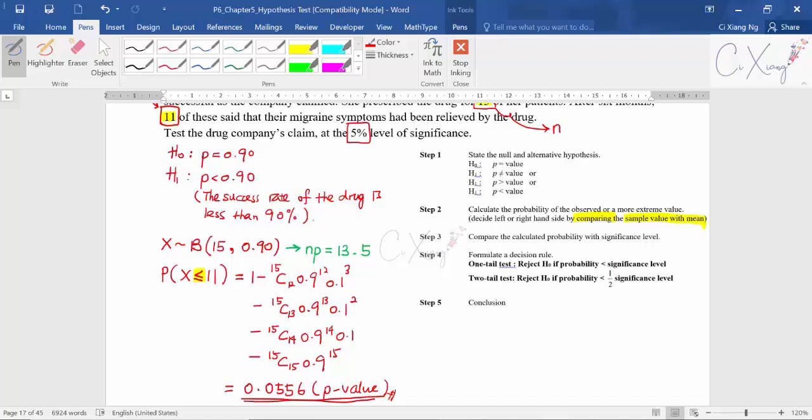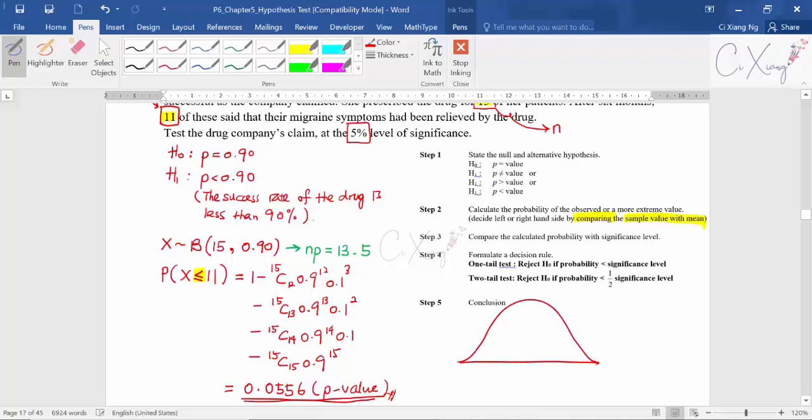Okay, so now we are already at step 2, and now we proceed to step number 3. For step number 3, they want you to compare the p-value with the significance level. To compare the p-value with the significance level, last time we would draw a normal graph, right?